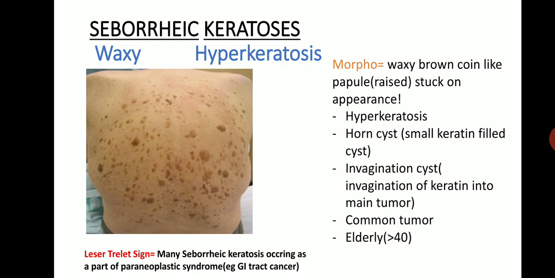Now you can see in the picture there are many waxy brown coin-like lesions. So if many seborrheic keratoses are occurring, it is part of a paraneoplastic syndrome. This sign is known as the Leser-Trélat sign. The picture is showing a positive Leser-Trélat sign, and a positive sign shows that there are many seborrheic keratoses as a part of paraneoplastic syndrome, which may be due to GI tract cancer mostly.